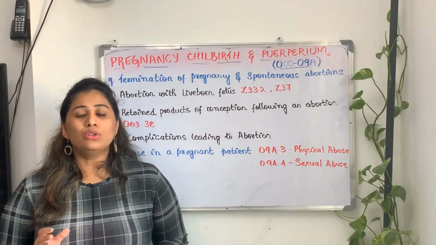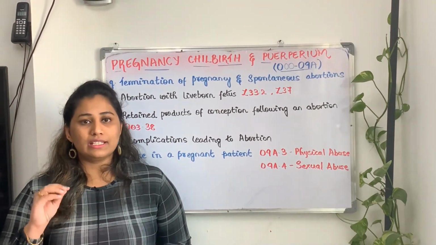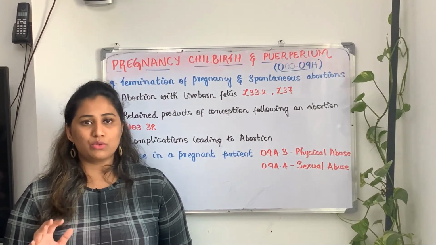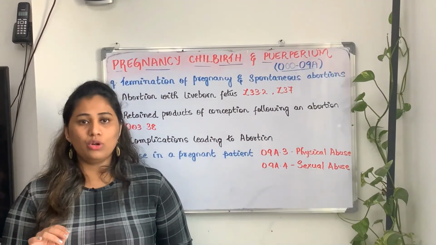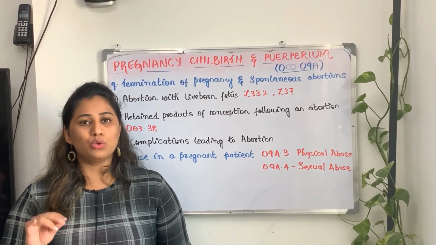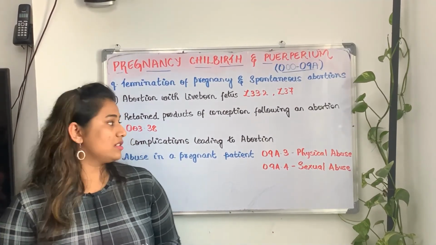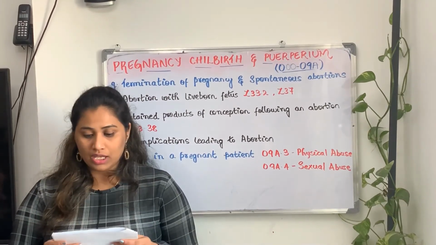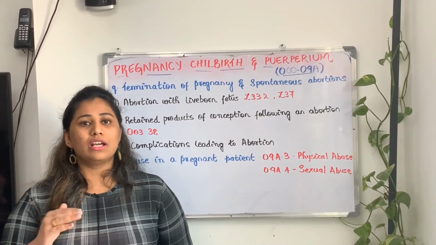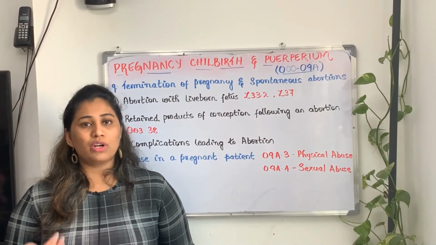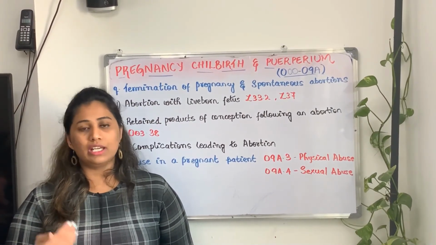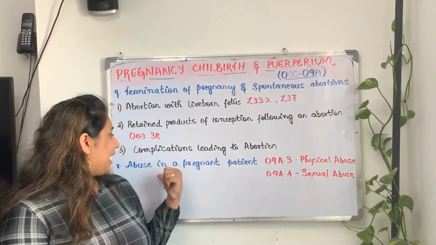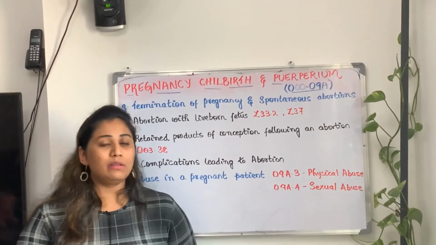Okay. So you should be sure that this is a complication of abortion. In that case only you are supposed to put this particular code. This code sequence will be O03.38. Okay. So the next one is complication leading to abortion. In this one, as I have discussed, it can be due to retained products or elective with a live-born fetus. And the next guideline is abuse in pregnant patients.